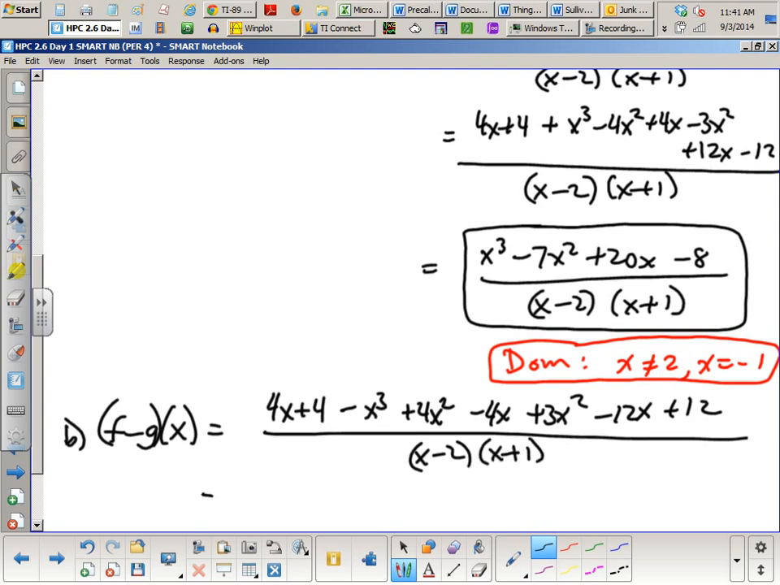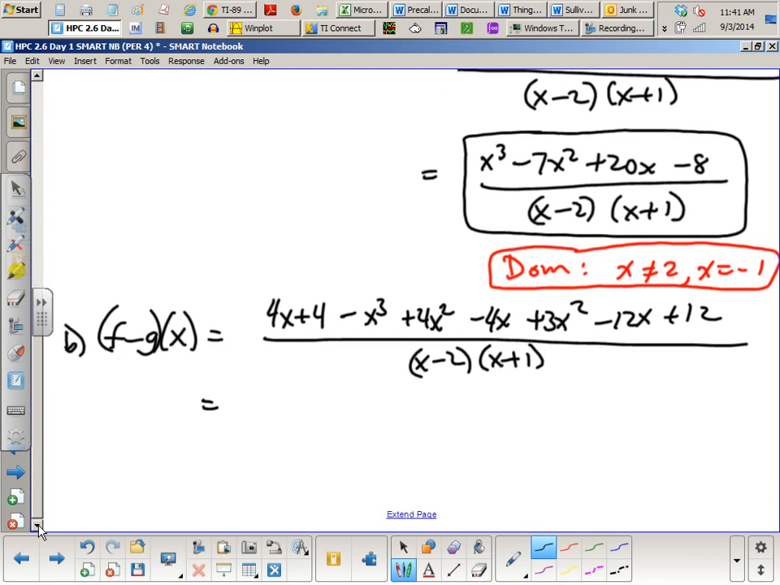And this all cleans up, but the domain is the same, isn't it? Look at the denominator. Same exact denominator. Okay, so it looks like this time we lose our 4x's. And we have negative x cubed. For x squareds, we have 7 of them. We have a minus 12x. And for the constant, a 16.